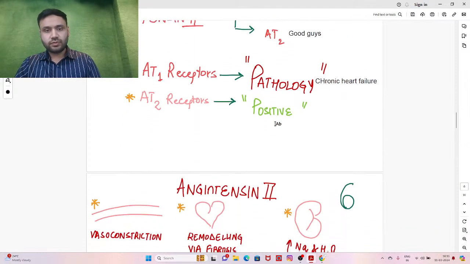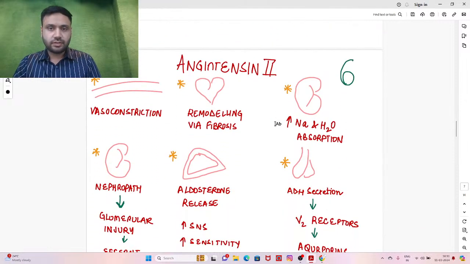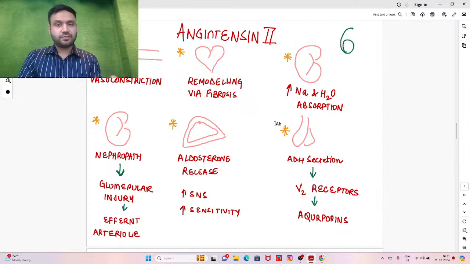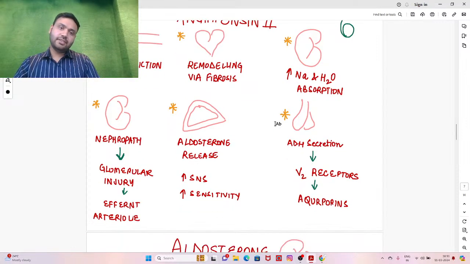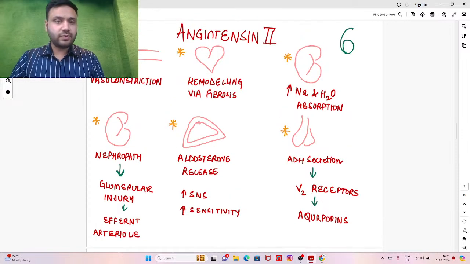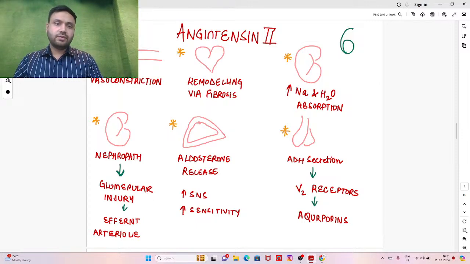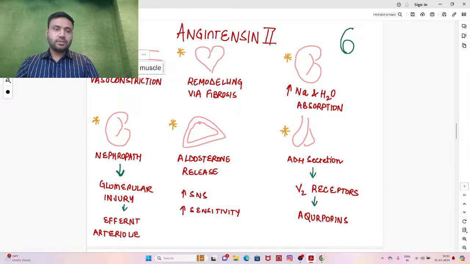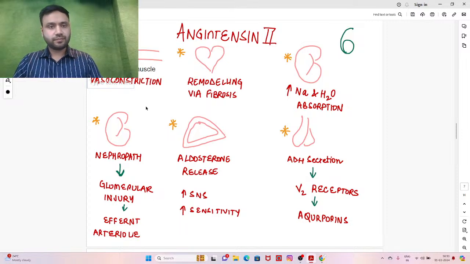So let's move on to the effects of angiotensin 2. There are 6 important effects of angiotensin 2 that we need to remember in pathophysiology. The first effect is seen in blood vessels. In blood vessels, via AT1 receptors, they would cause smooth muscle contraction. Once smooth muscle contraction occurs, what will it do? Vasoconstriction, right?